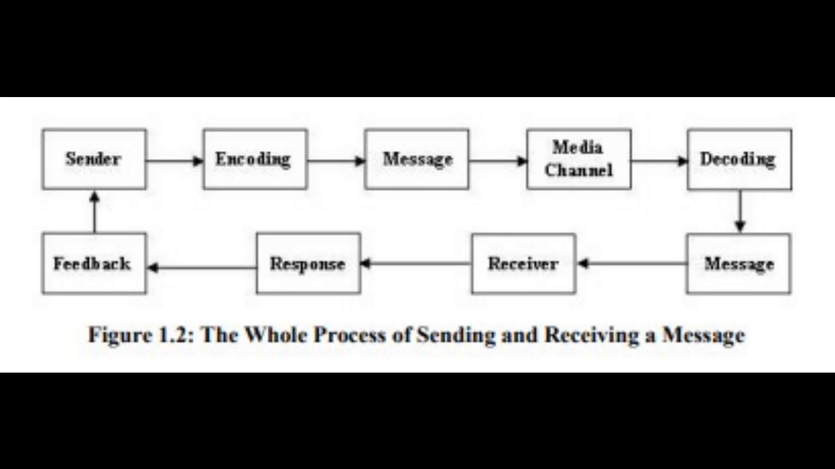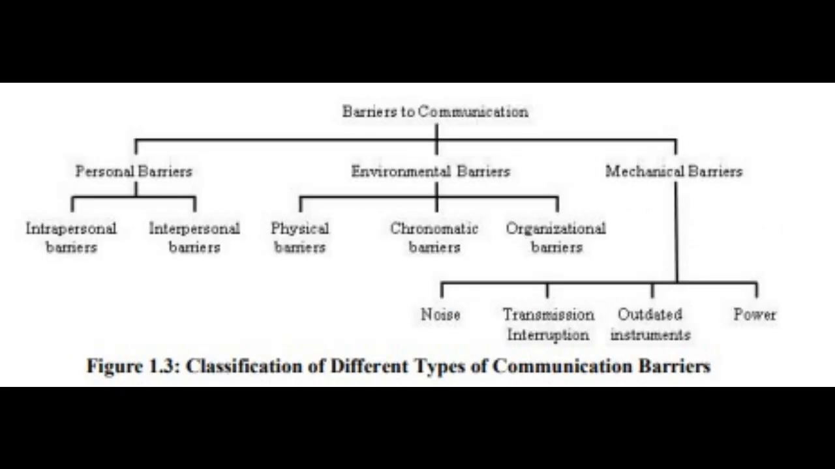Look at the screen. 1.5 Barriers to communication. In the lexicon of communication, barriers refer to specific reasons that can distort or prevent communication. It affects the effective exchange of ideas, thoughts and information. To understand the communication barriers systematically, they can be classified broadly into three groups, namely, personal barriers, environmental barriers and mechanical barriers. Furthermore, each of these classes can be subclassified as shown diagrammatically in Figure 1.3. Figure 1.3, classification of different types of communication barriers.